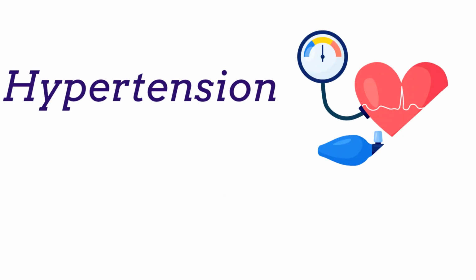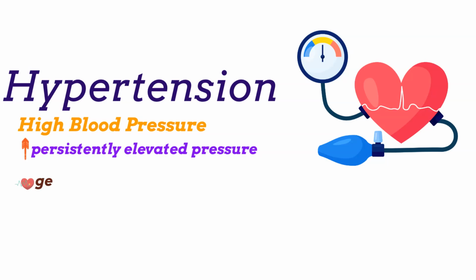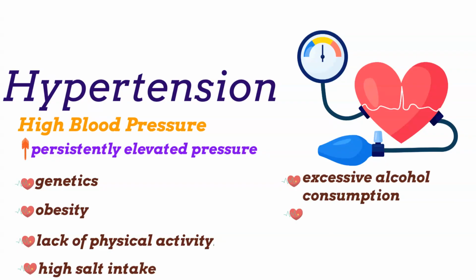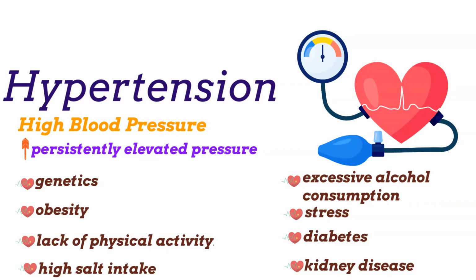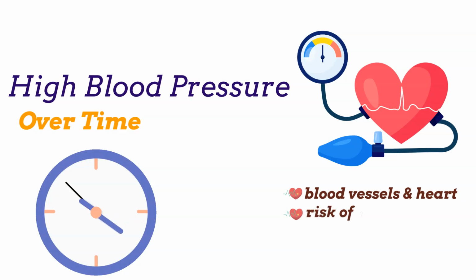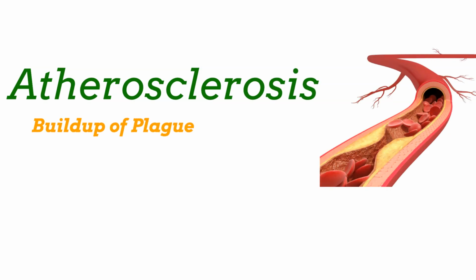Hypertension, also known as high blood pressure. Hypertension is characterized by persistently elevated pressure in the arteries. It can result from various factors including genetics, obesity, lack of physical activity, high salt intake, excessive alcohol consumption, stress, and certain chronic conditions such as diabetes and kidney disease. Over time, high blood pressure can damage the blood vessels and heart, increasing the risk of heart attack, stroke, and other serious complications.